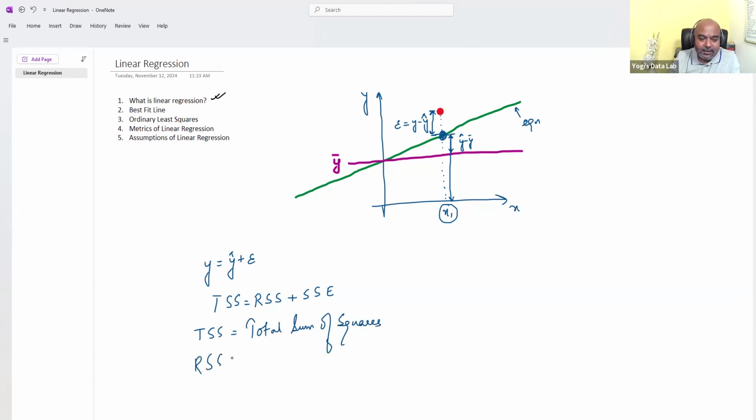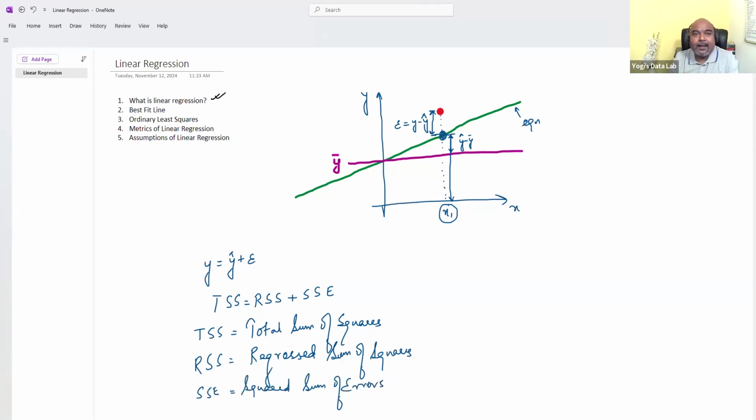RSS is regressed sum of squares, and SSE is squared sum of errors. However, whenever you are studying certain books, you will see that RSS is referred to as residual sum of squares. Some books refer to RSS as residual sum of squares.